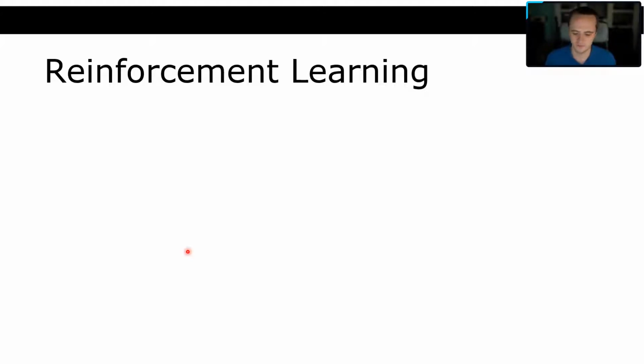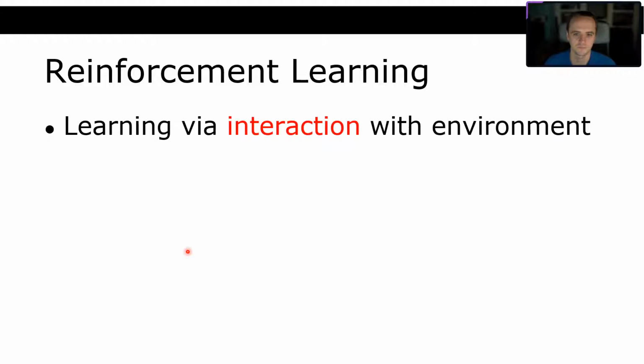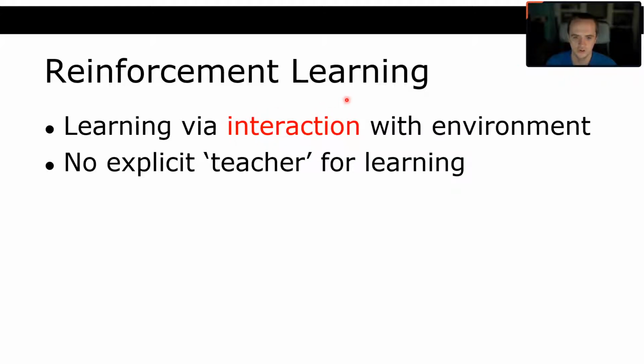Okay, so let's deep dive a bit, or break the surface, if you will, of reinforcement learning. So reinforcement learning at its core is learning via interaction with the environment. There's no explicit teacher for the learning. So unlike supervised learning, we don't have someone telling you exactly what you should do, okay?